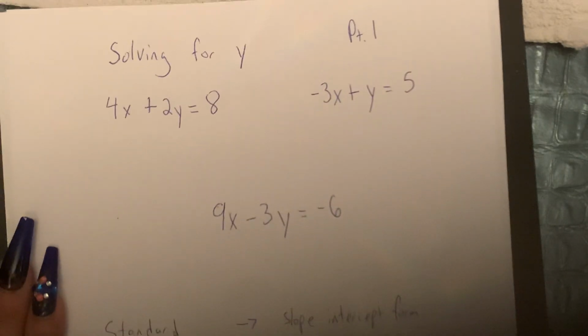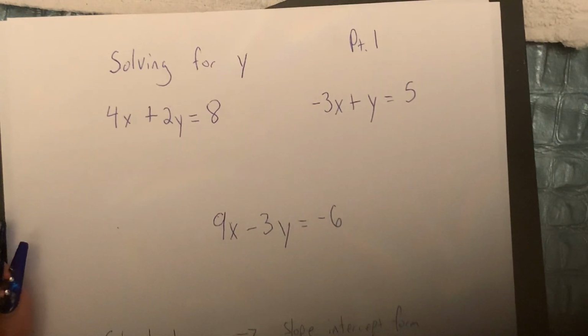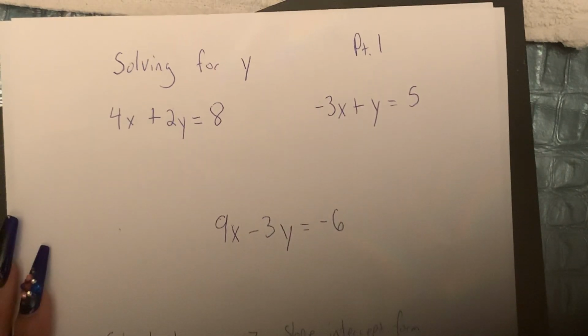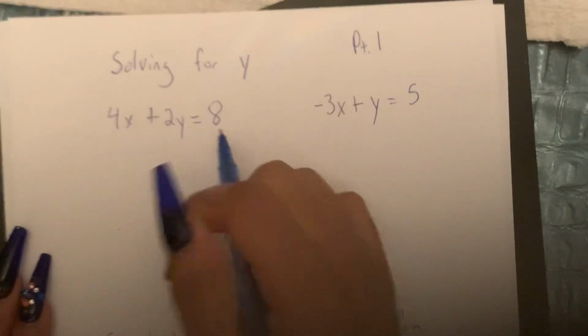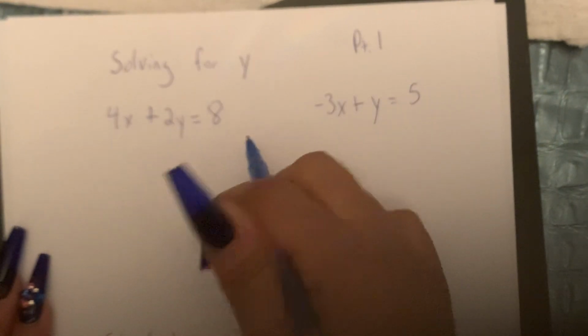So there's two steps. First thing we want to do is move the x term. So for the first example, I have 4x plus 2y equals 8. I'm going to move the 4x by doing the opposite. If this is positive, I'm going to do the opposite. I'm going to subtract.